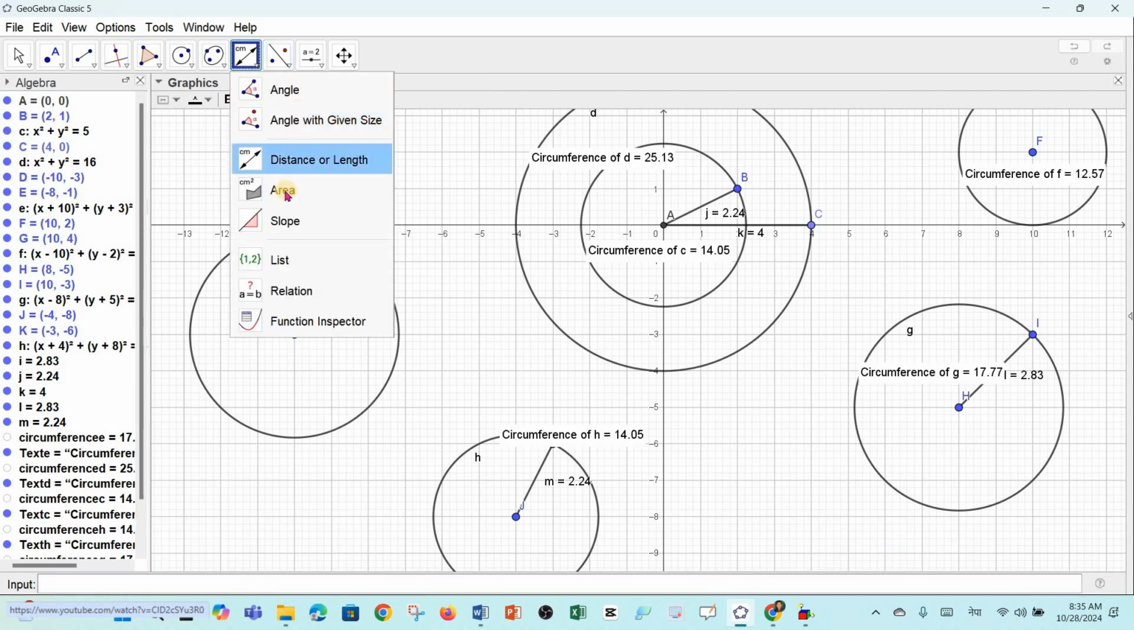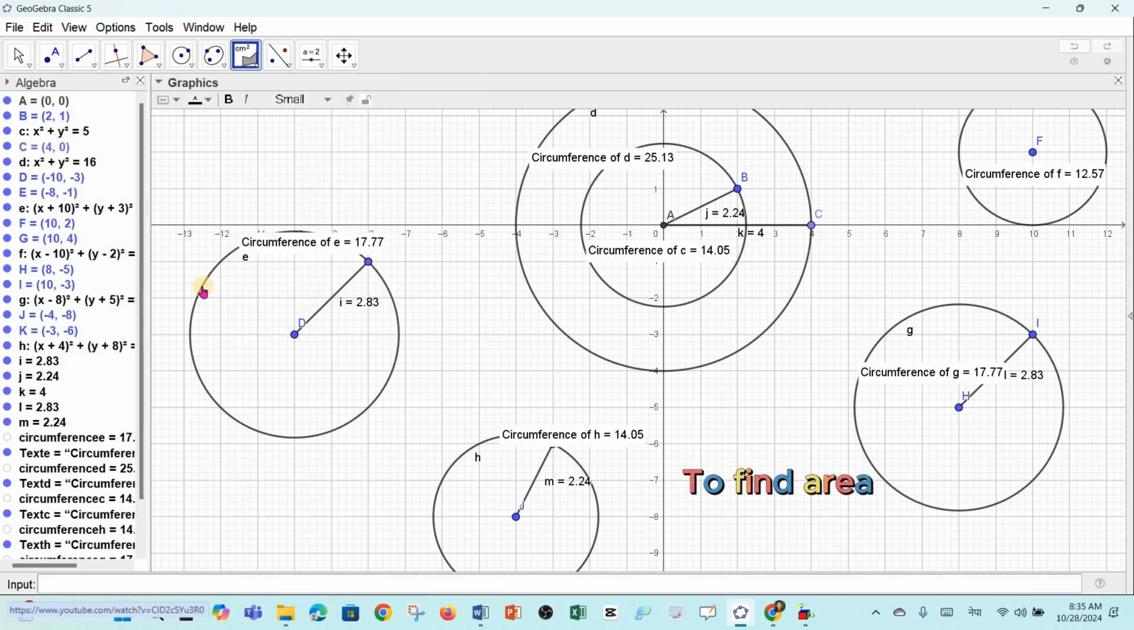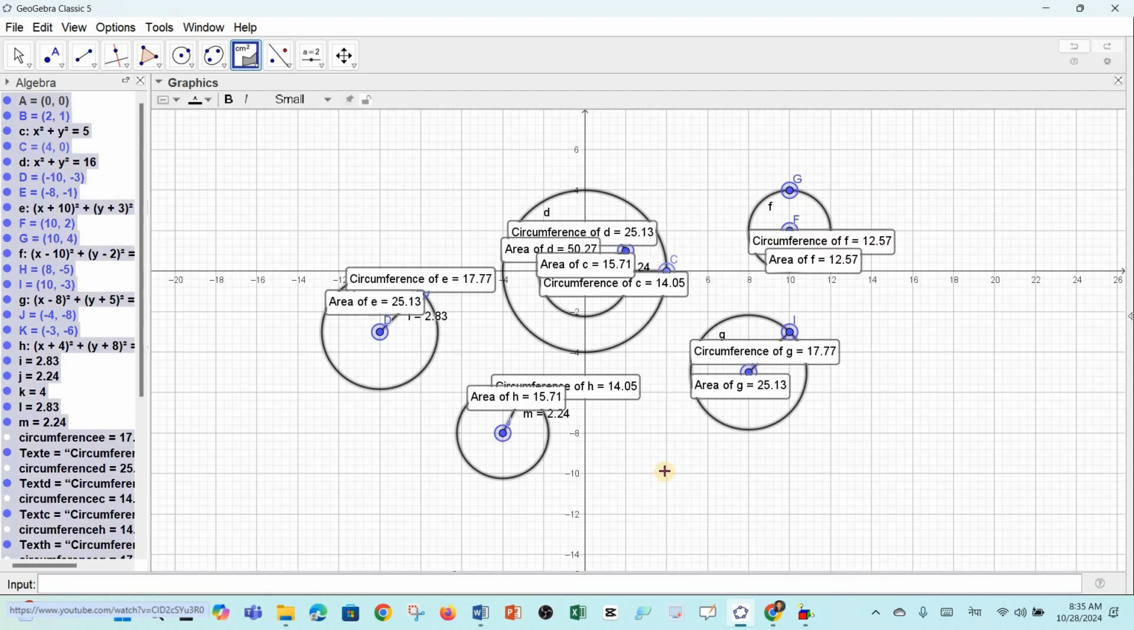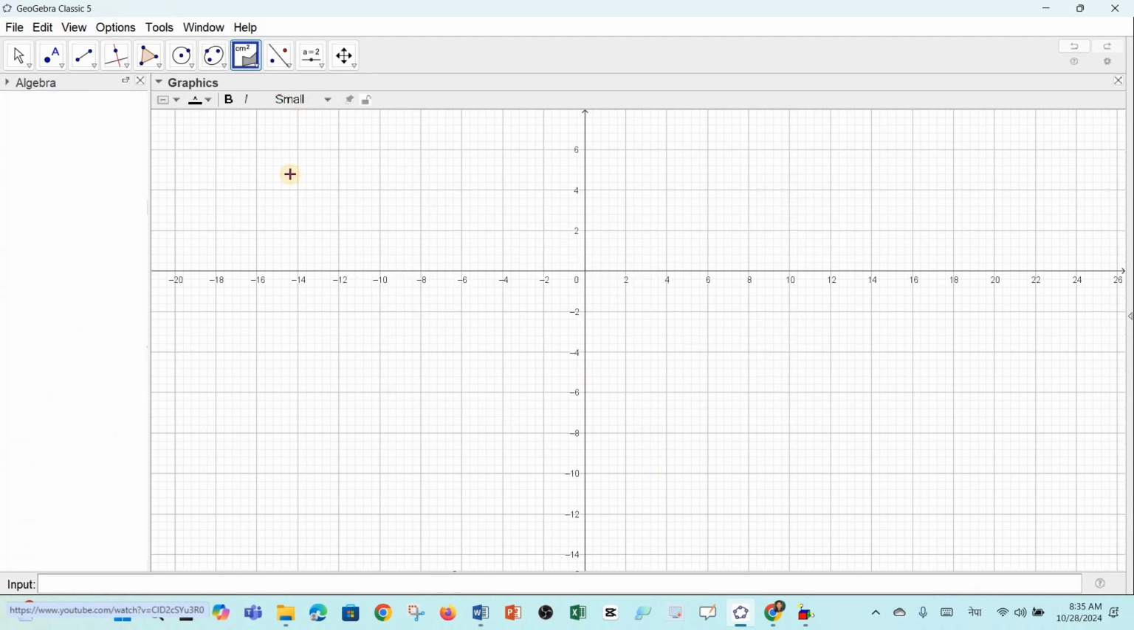You can find the area also. For this you have to select the area tool, then click on this circle. Yes, the area also. You can find its area also. How much is its area? Okay, like this. Now let's delete all this.